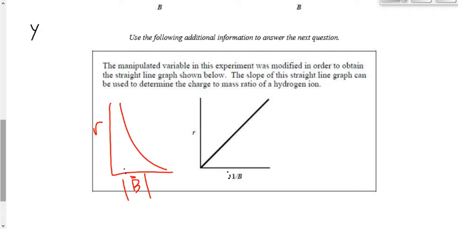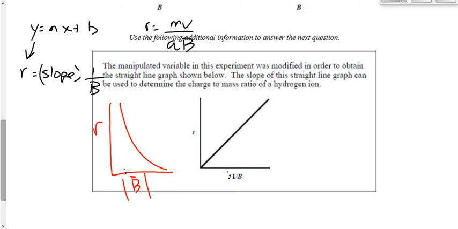We say y is equal to mx plus b. The y-axis is R. m is the slope. The x-axis is 1 over B. Remember what the equation was? R is equal to mv over q times B. Look, if I plot this graph, R versus 1 over B, then I get this equation basically, right? R is equal to something times 1 over B.